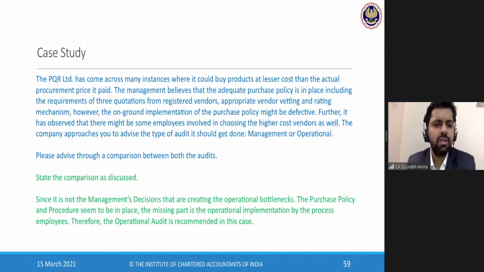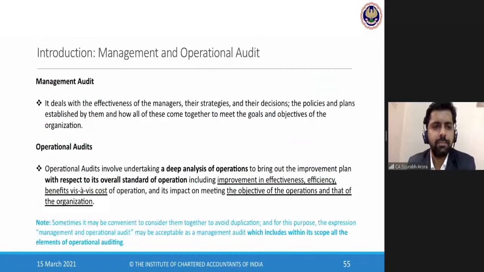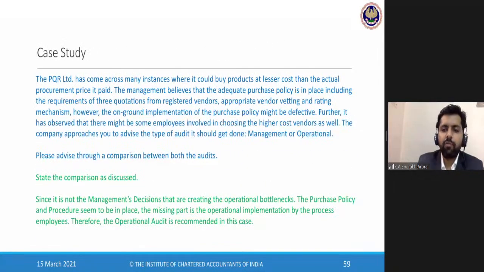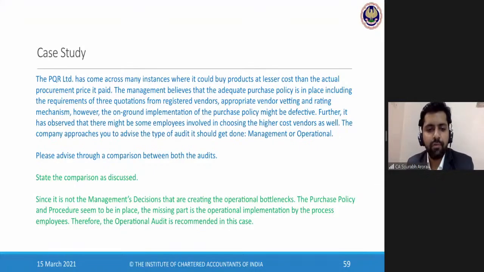So first of all, we can provide the comparison as we have discussed in the previous slide, the difference between management and operational audit. And then what would you recommend over here? Since it is not regarding the management decision, and management is itself saying that this is because of the poor implementation, there might be some fraudulent employees in the company, then we'll have to address this with the operational audit only.